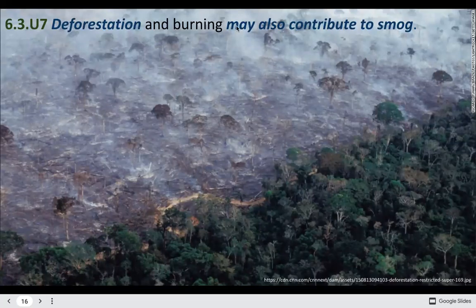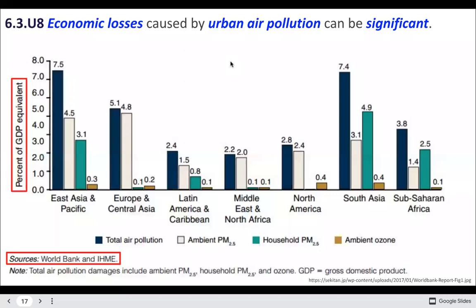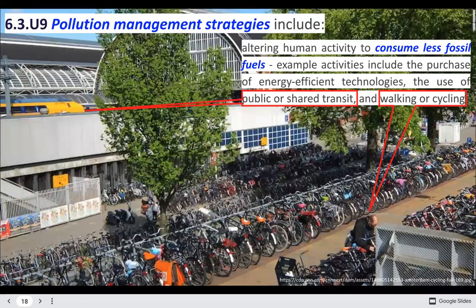Deforestation and burning may also contribute to smog, as we saw in New Delhi, India, as the burning of crops to clear land created huge spikes in air pollution. And there are economic losses from urban air pollution, which sometimes convince more people than health or environmental losses. But when people can't go to work, there are going to be economic effects. If people are sick, you have to deal with all of that.